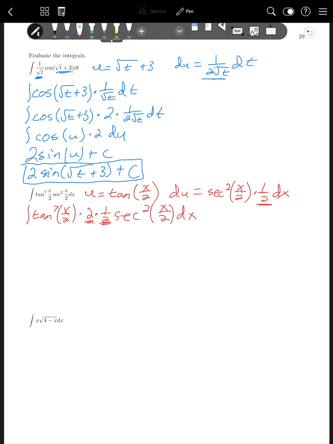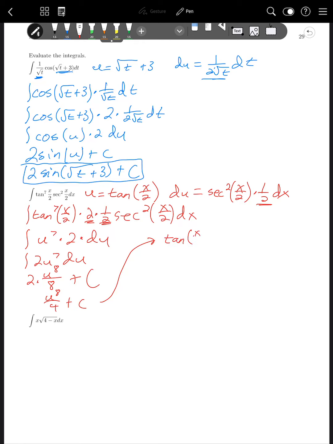Okay, so now we can do the substitution. So u is tangent of x over 2, so that means we'll get u to the 7th times 2 du. And so that's the antiderivative of 2u to the 7th du. And so that antiderivative is 2 times u to the 8th over 8 plus c. So that's u to the 8th over 4 plus c. And now substitute tangent back in. So this is tangent of x over 2 to the 8th divided by 4 plus c is our indefinite integral.